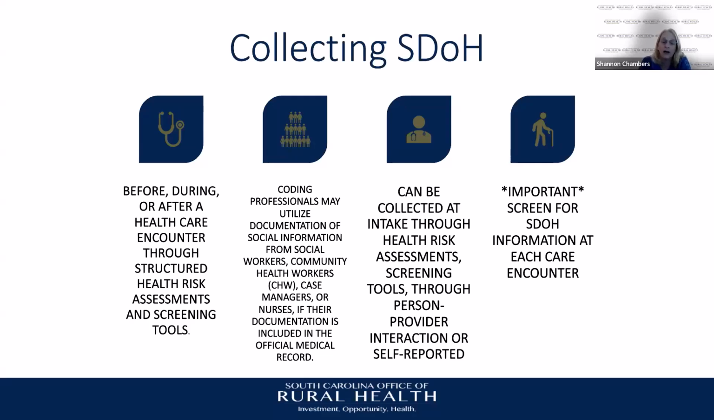Coding professionals can utilize some of this information, the social information from social workers, community health workers, case managers, or even the nurses, to include in the official medical record. We can intake that. Sometimes we give the patient the form once they check in and have them complete it. There are several ways, and we're going to talk through some that we've found work the best. And then we really should be screening for social determinants of health information at each care encounter. Next slide, please.